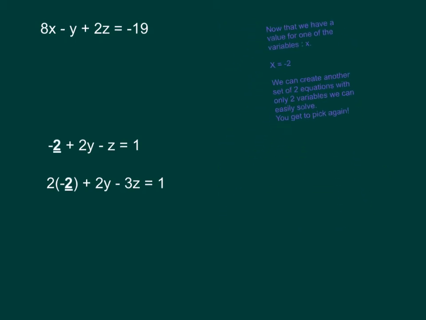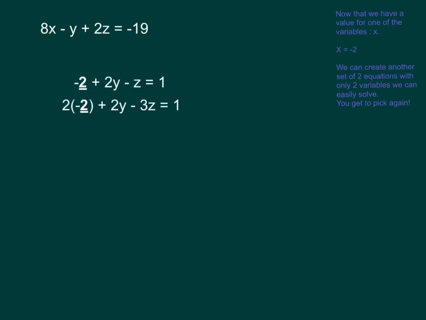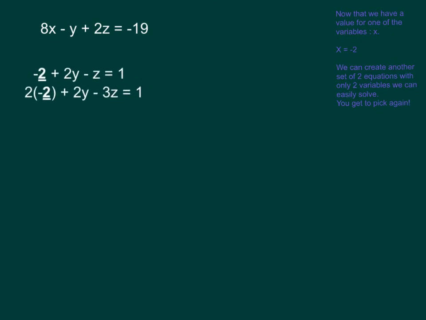When I plug those in, it's just a matter of arithmetic and finding out what I have. So, working that out, I end up in my first equation. I'm going to scoot this over so that I have a little room to work here. I end up with 2y minus z equals 3.